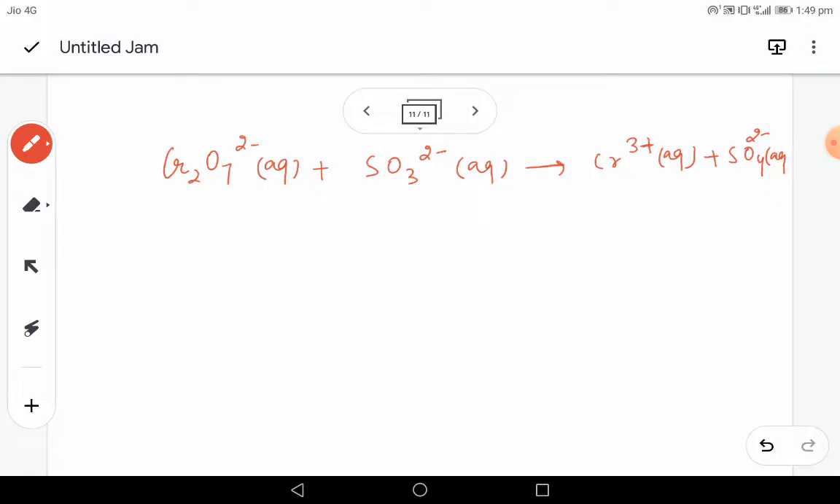So I will start with this equation. This is an ionic equation. We are supposed to balance this by using the half reaction method, and let us all start. The very first step in the balancing is that we have to find out the oxidation number of every atom that is given to us in this equation.